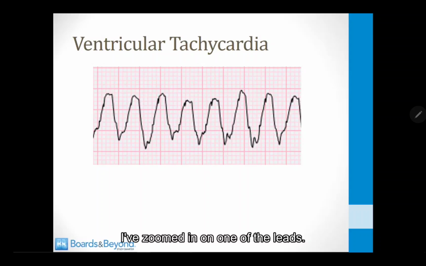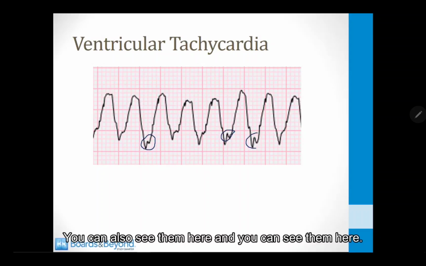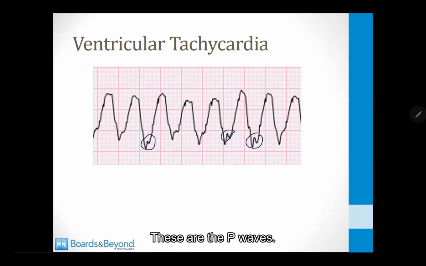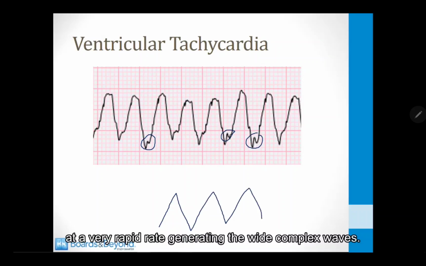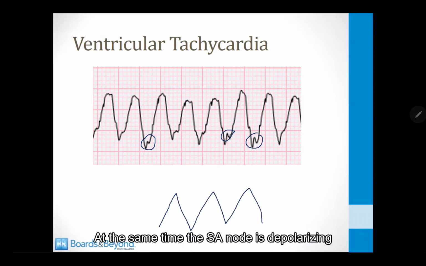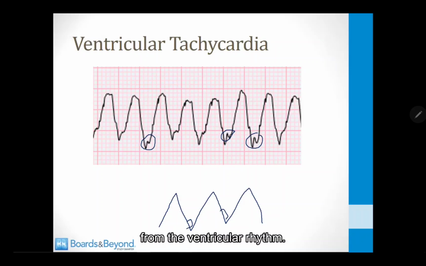I've zoomed in on one of the leads so I can show you these little bumps that you can see here. You can also see them here and you can see them here. These are the P waves. So the ventricle in ventricular tachycardia is depolarizing at a very rapid rate, generating the wide complex waves. At the same time, the SA node is depolarizing and it occasionally generates a little P wave, which will be a little bump that you will see on one of the wide complexes coming from the ventricular rhythm.